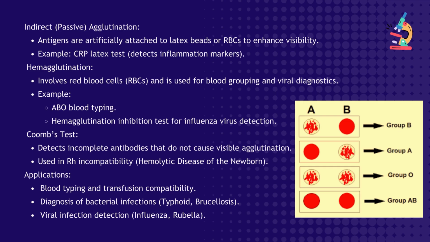Hemagglutination involves red blood cells (RBCs) and is used for blood grouping and viral diagnostics. Example: ABO blood typing. Hemagglutination inhibition test for influenza virus detection. Coombs test detects incomplete antibodies that do not cause visible agglutination, used in Rh incompatibility and hemolytic disease of the newborn. Applications: blood typing and transfusion compatibility, diagnosis of bacterial infections, typhoid, brucellosis. Viral infection detection: influenza, rubella.